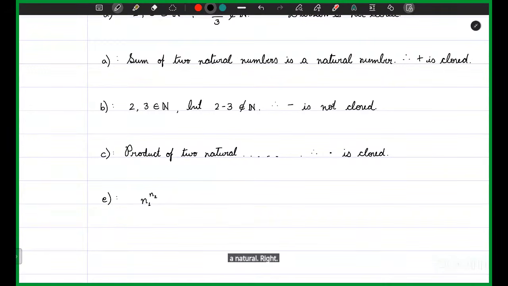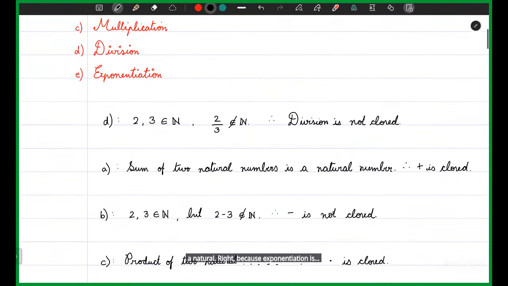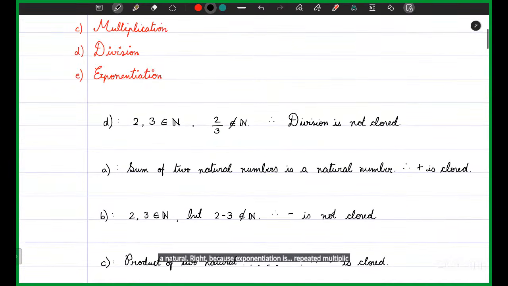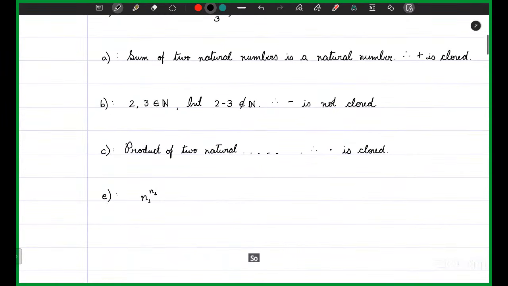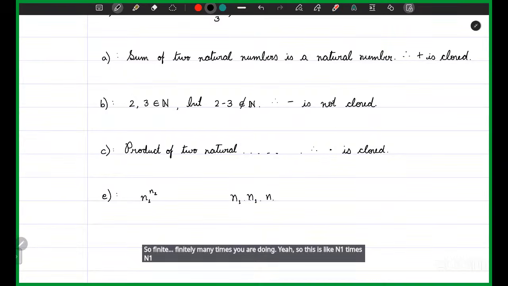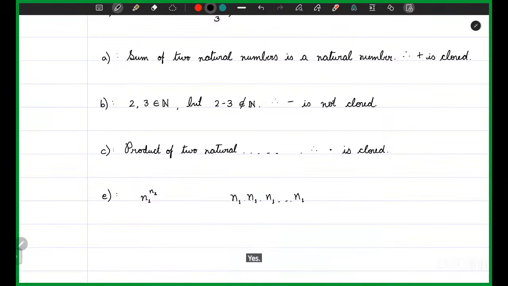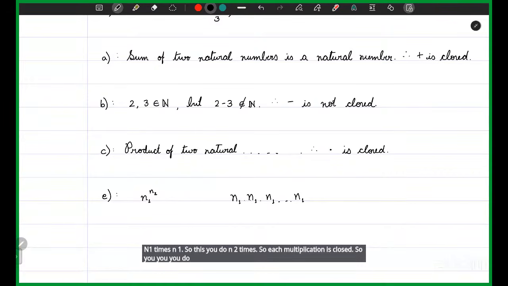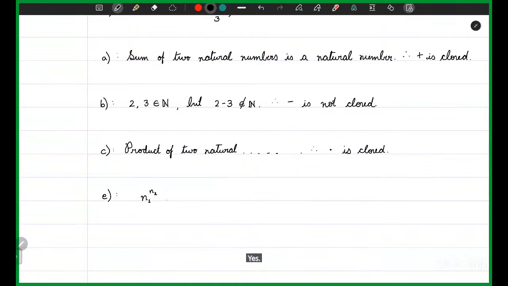Because exponentiation is repeated multiplication in some sense, a finite number of times. So this is like n1 times n1 times n1, and you do this n2 times. Each multiplication is closed, so if you do n2 times multiplication, it will still be a natural number. That is why this also belongs to N for all n1, n2.